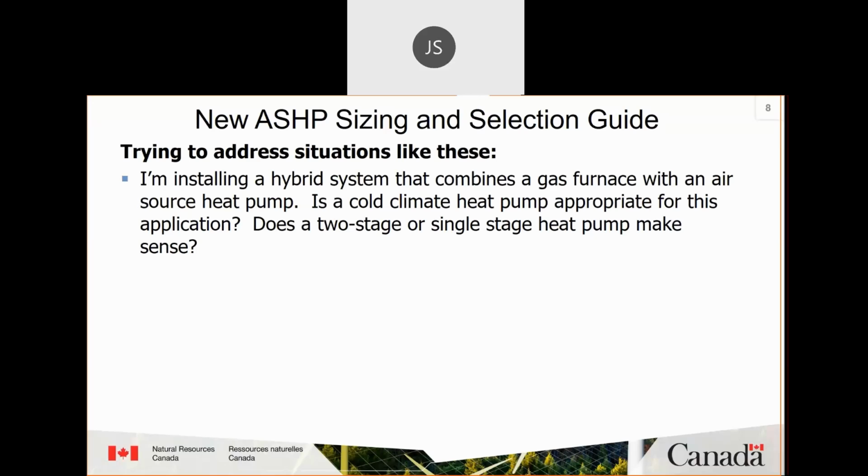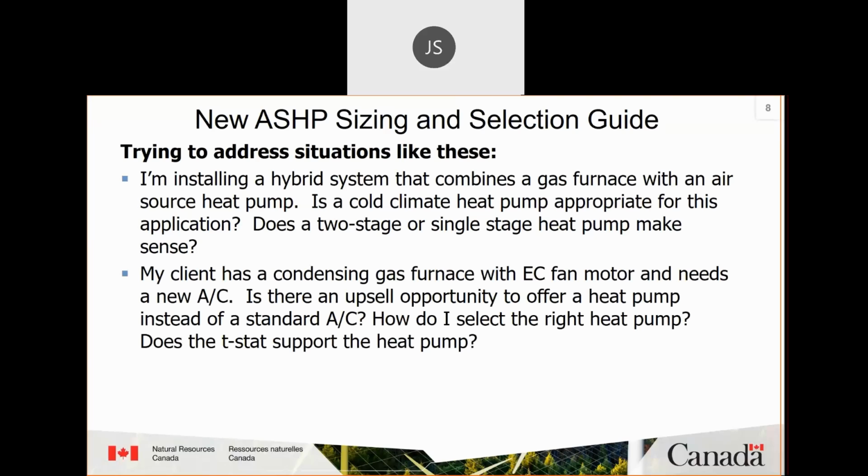So here's a few common examples that we've come across through the 3 years that we went through in developing the guide. I'm installing a hybrid system, for example, or a dual fuel system that combines a gas furnace with an air source heat pump. Is a cold climate heat pump appropriate for this application, or does a two-stage or single-stage heat pump perhaps make sense, given that I've got that gas furnace kicking on at the coldest times of the year?